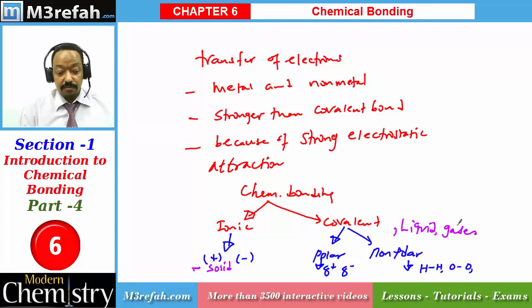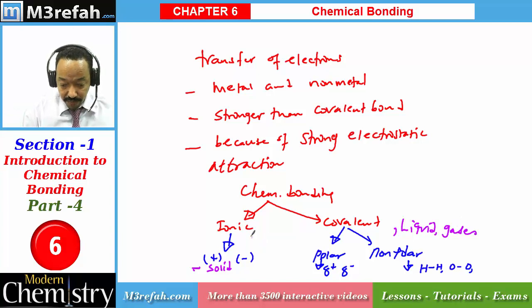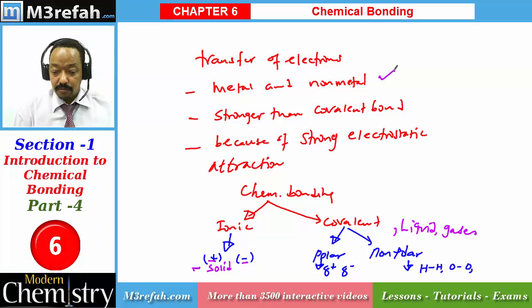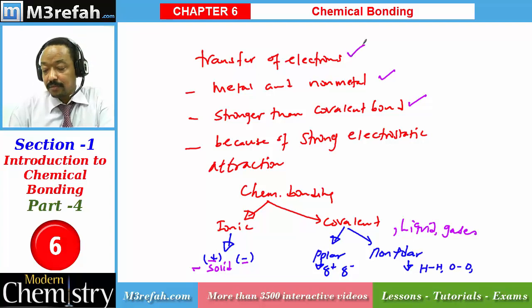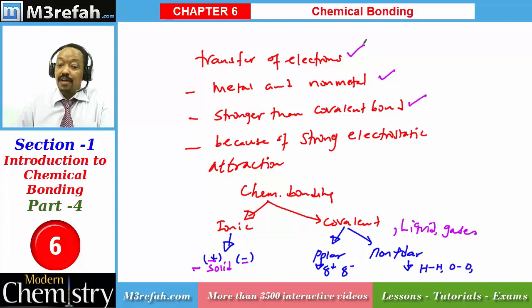And the other important point is electrostatic attraction in ionic compounds. Ionic indicates the formation of ions, which means plus and minus. Strong electrostatic attraction. And this is a very important part: metal and non-metal, stronger than covalent bond because it is electrostatic attraction. An important distinction between covalent and ionic is transfer of electron. A covalent compound is sharing, and this one is transfer of electron.